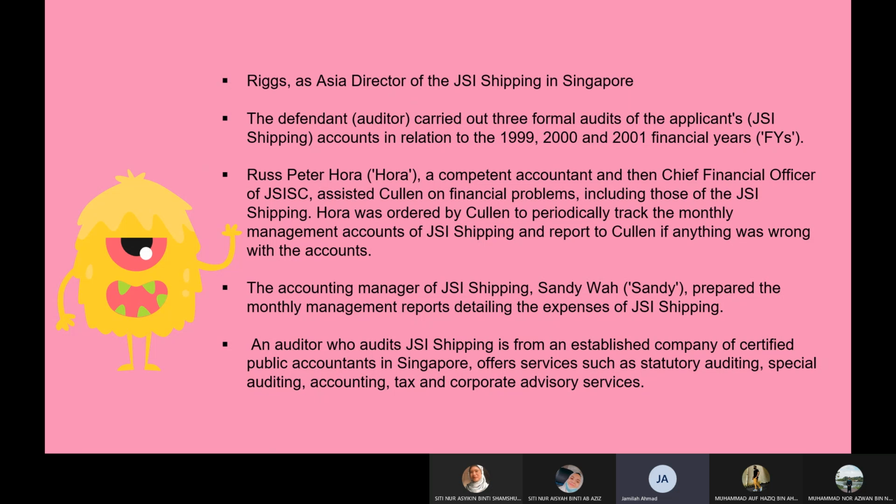Bruce Peter Hora, a qualified accountant and then Chief Financial Officer of JSIC, assisted Cullen on financial problems, including those of JSI Shipping. Hora was ordered by Cullen to track the monthly management account of JSI Shipping and report to Cullen if anything was wrong with the account. The accounting manager of JSI Shipping, Sandy Wah, prepared the monthly management report detailing the expenses of JSI Shipping.